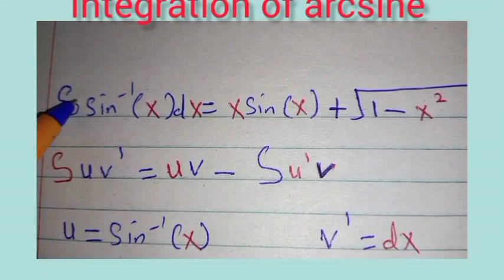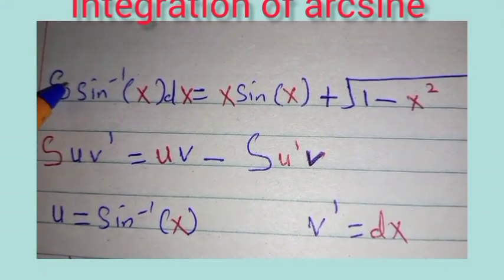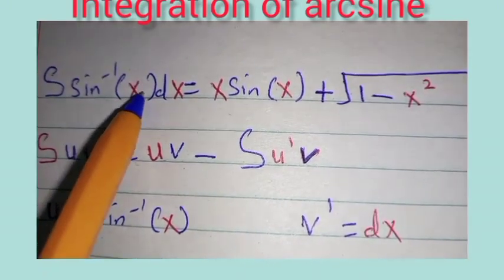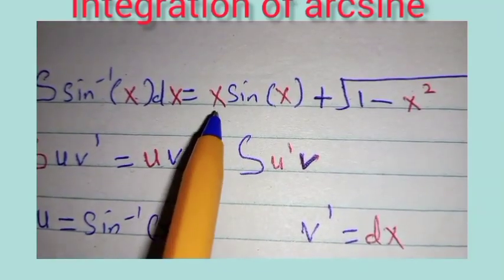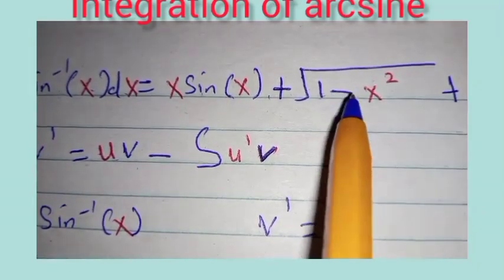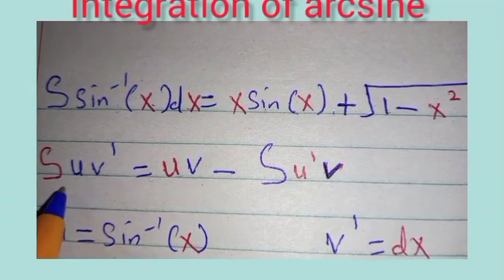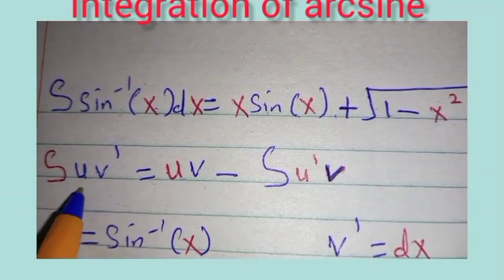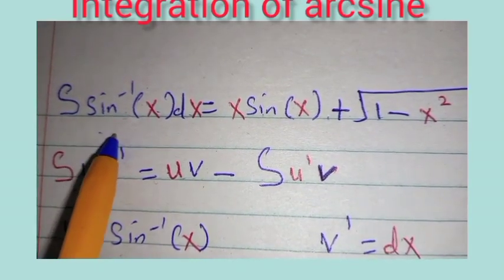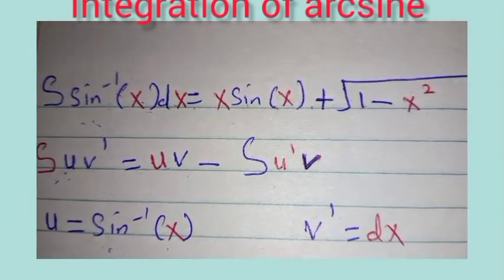We are concentrating on integrals of inverse trigonometric functions, and today's focus is how to integrate sine inverse of x dx. The result is x sine inverse of x plus square root of 1 minus x squared plus a constant c. To do this we are going to apply integration by parts. Our u is this function here, sine inverse of x, and our v prime is dx.